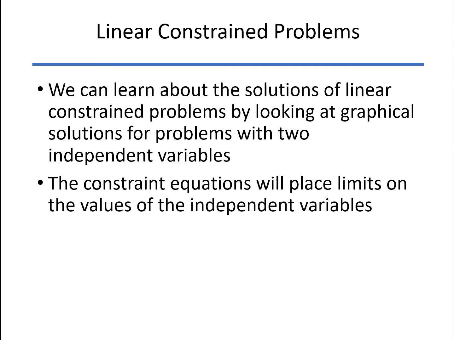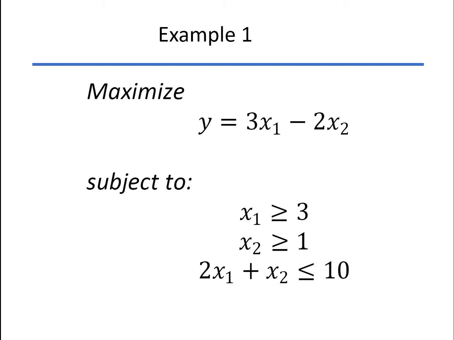So again, we've got constraint equations, and in this case, here's what we're trying to do. We're trying to maximize the value of y that's defined by these 2 independent variables, x1 and x2. And we have 3 constraint equations. x1 has to be greater than or equal to 3, x2 has to be greater than or equal to 1, and 2x1 plus x2 has to be less than or equal to 10.